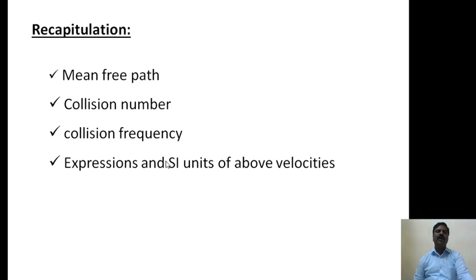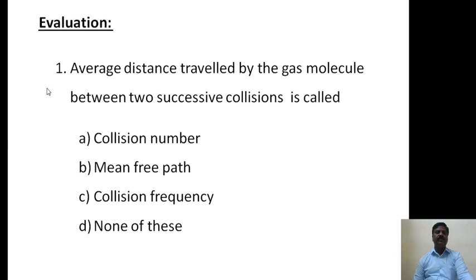Now I will ask some questions, and you have to answer them. The first question: the average distance traveled by a gas molecule between two successive collisions is called: A, collision number; B, mean free path; C, collision frequency; D, none of these. Choose the correct answer. I will give you 10 seconds.